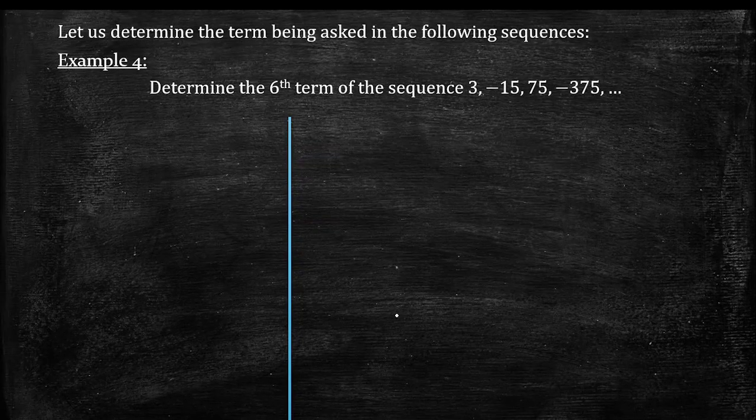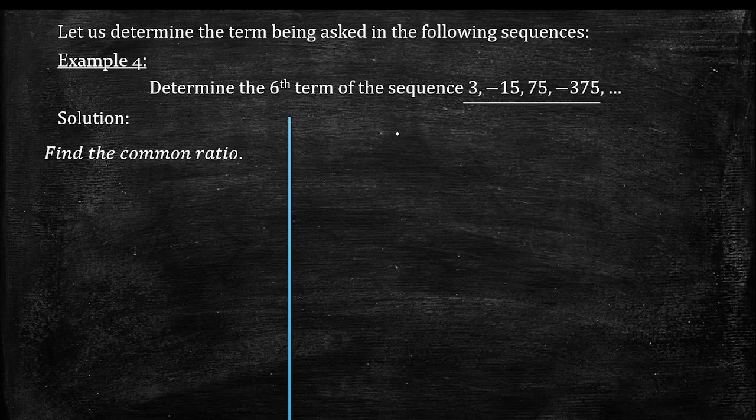So another example. For example 4, we are going to determine the sixth term of the sequence 3, negative 15, 75, negative 375, and so on. And so again, let us repeat the step-by-step process. First, let us find the common ratio. Again, you have the freedom to choose the terms you will use, as long as they are consecutive, and as long as the term or value is present in the given. So for this case, in example 4, I chose a sub 3, or the third term, and the fourth term.